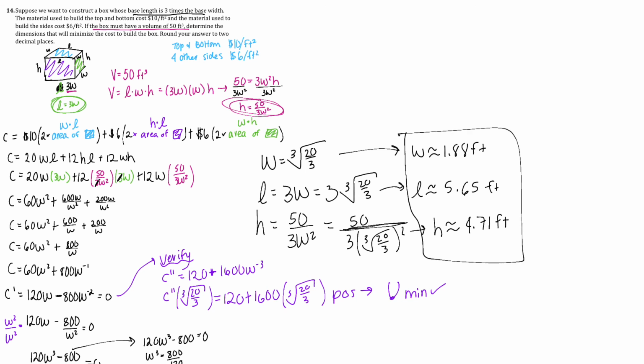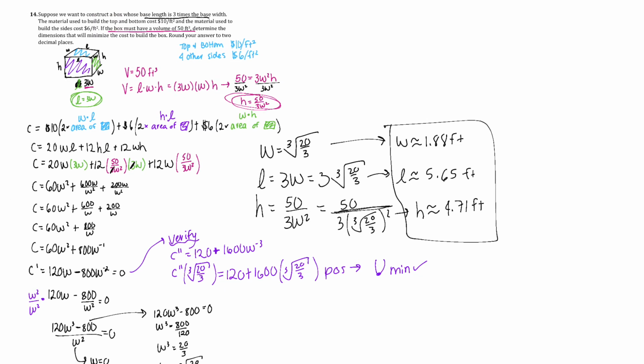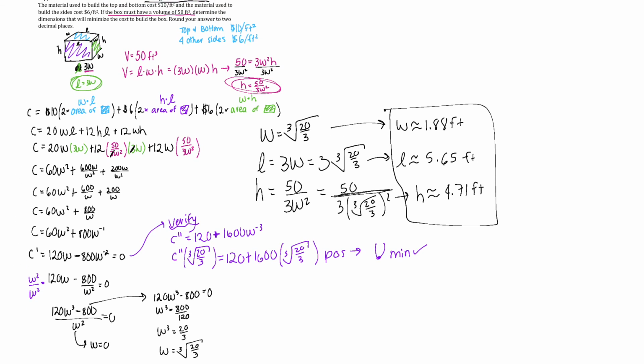And something you could do to kind of verify this, you could go back and make sure that the volume equals 50 feet. So if you multiply these numbers together, 1.88 times 5.65 times 4.71, you get 50.03, which is, I mean, we know that these numbers are rounded, so that is close enough to 50 for me to say, okay, those numbers at least make sense in the context of this problem. So that was the long one. That was the hard one.